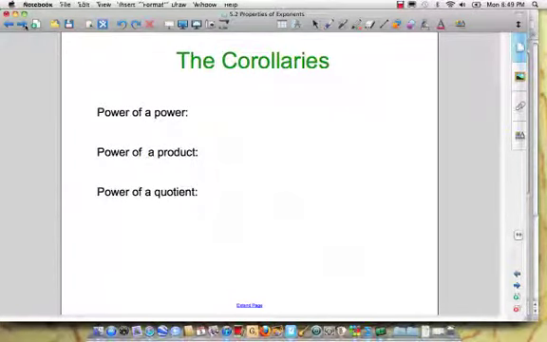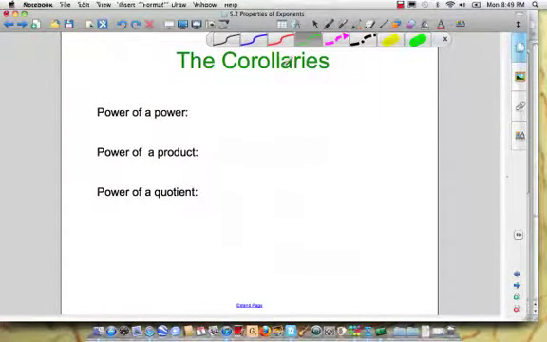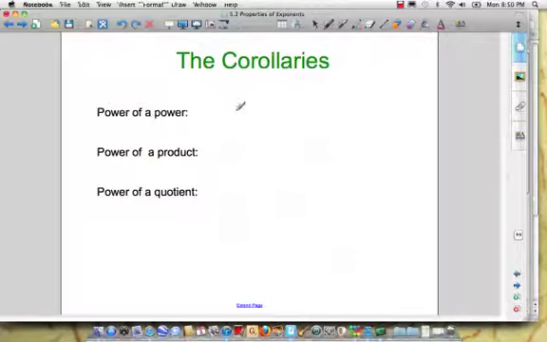All right, the next 3 rules I'm going to group together and call them the corollaries. Corollary in math means a theorem or a result that follows closely from another. So based on the quotient and product properties, we have this power of a power property. And this helps us with an expression like this.